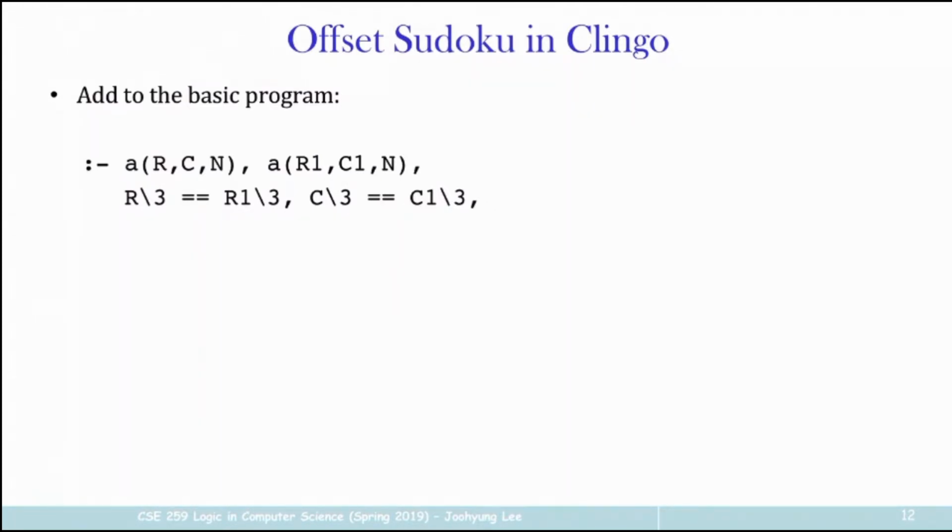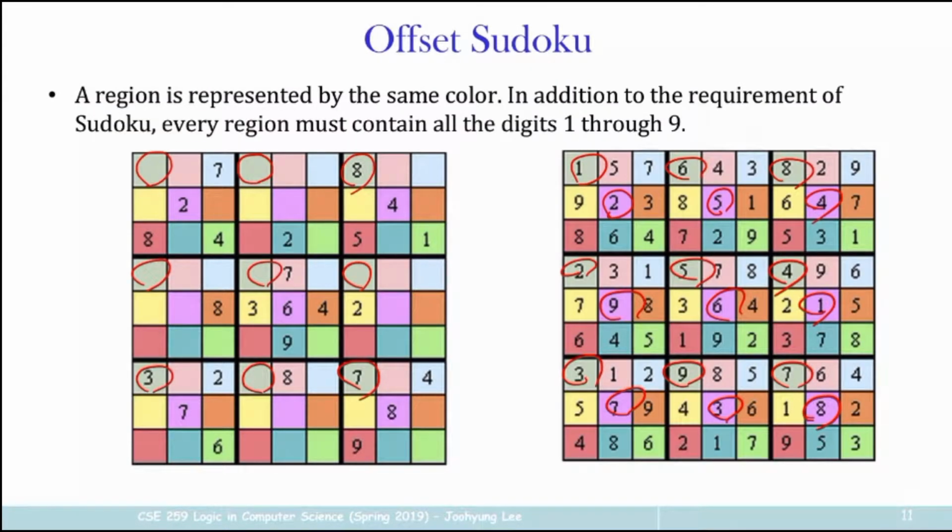But the remainder of R when it's divided by 3 is equal to the remainder of R1 when it's divided by 3. And same for the columns. Then this violates the constraint. So what does that mean? So if you look at this, let me actually try 1, 1, and this one is 4, 7, right?